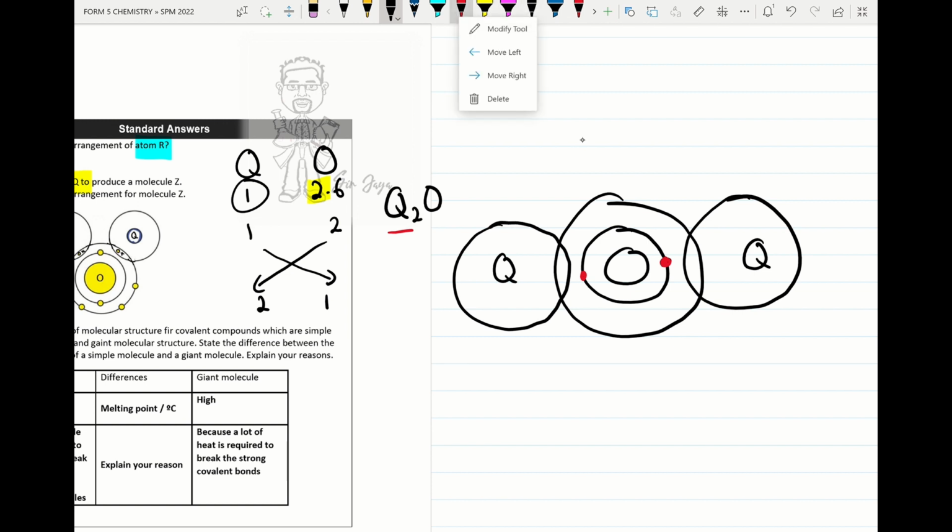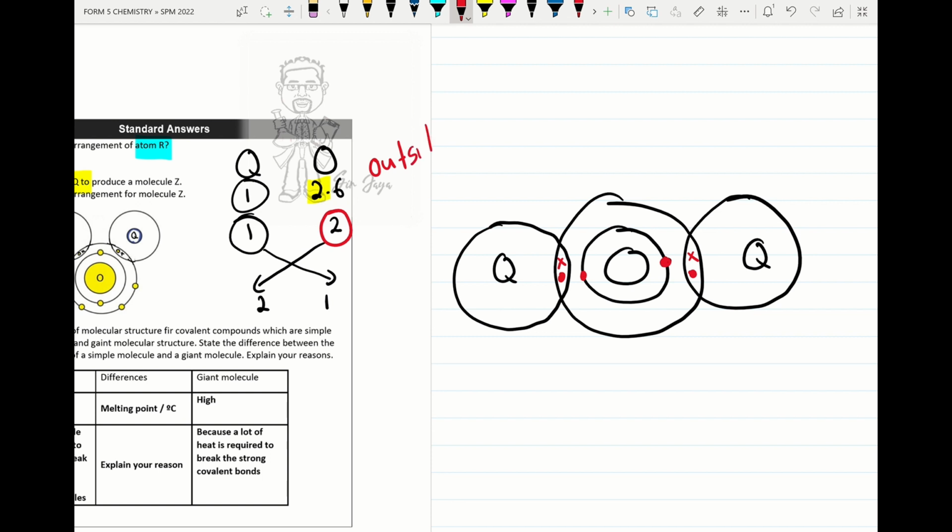Each Q will contribute 1 electron for sharing. This one also will contribute 1 electron for sharing. Then the oxygen atom will also share 1 electron with each, so it has already shared 2 electrons. For the outside of the valence shell of oxygen, we take 6 minus 2, so we put 4 here: 1, 2, 3, 4. That's how we draw the electron arrangement of Q2O.